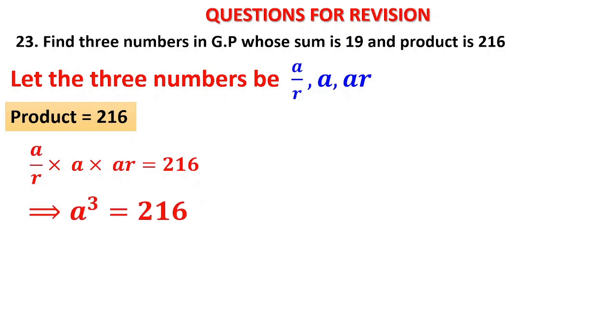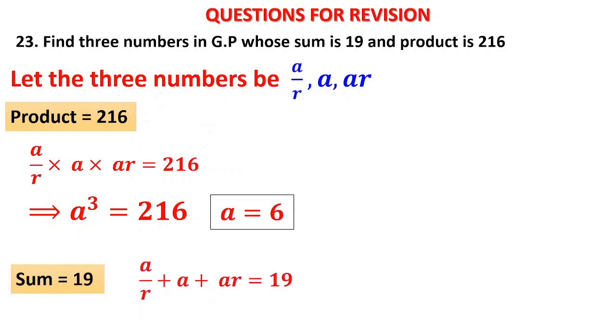R and R get cancelled. A cube is 216. A is 6. You have been given the sum as 19. Therefore, A by R plus A plus AR is equal to 19. Now I can take A outside. It will be 1 by R plus 1 plus R is equal to 19.